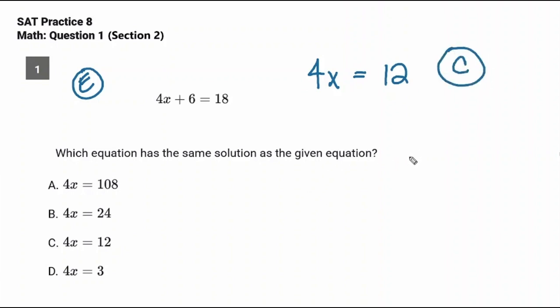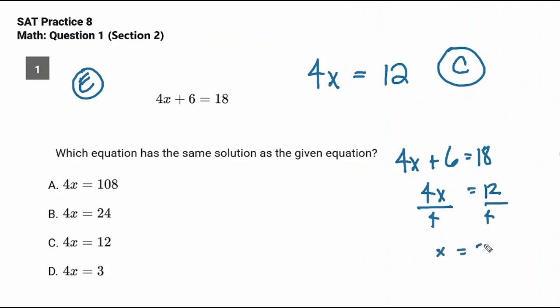The answer is C. If you don't see that for some reason, don't freak out. You just solve the equation. 4x equals 12, and then you're just obviously solving for x. X equals 3, and then you're looking for 4x, so it's 4 times 3. That's 12, and you look at the answer choices, and you see that it's C. Get it right, move on.